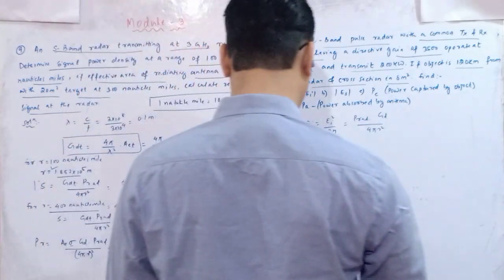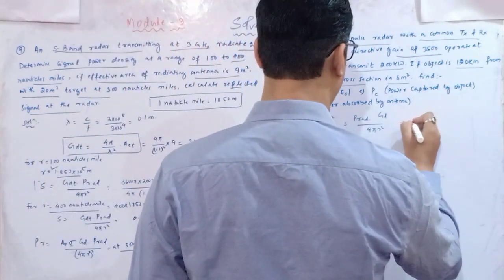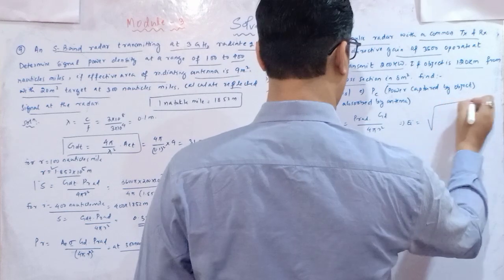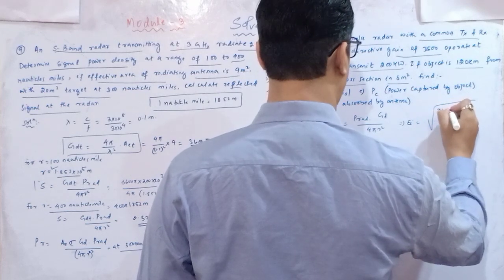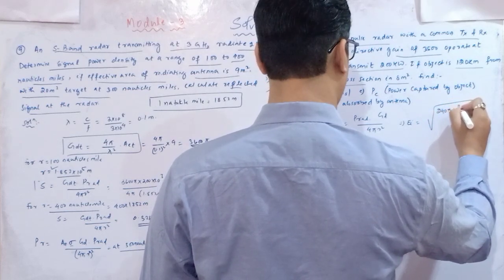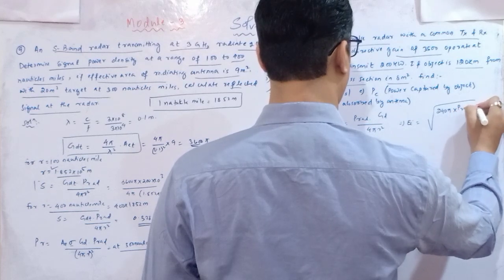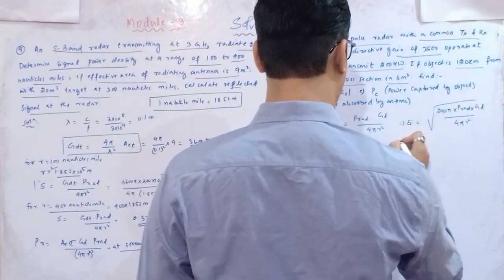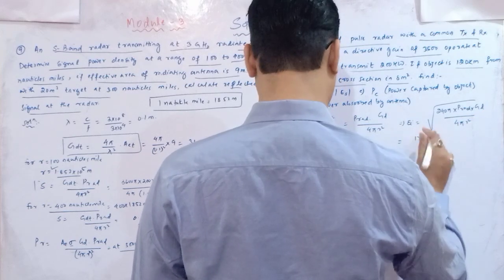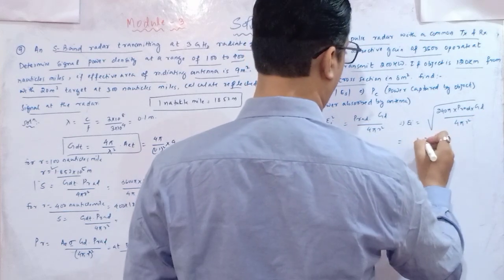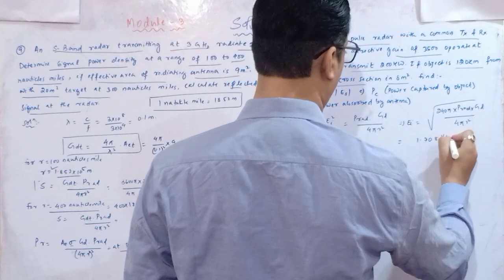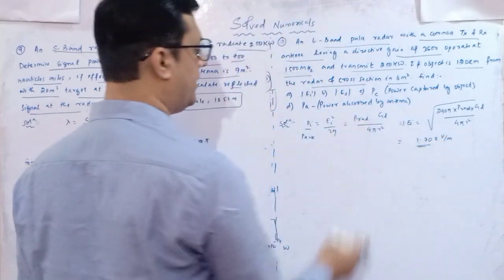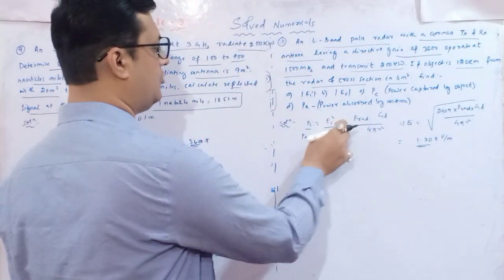So your EI is equal to root over of 240 pi into P rad into GD divided by 4 pi R square. So here you will get 1.708 volt per meter. Just rearrange this. Take this 2 pi this side.